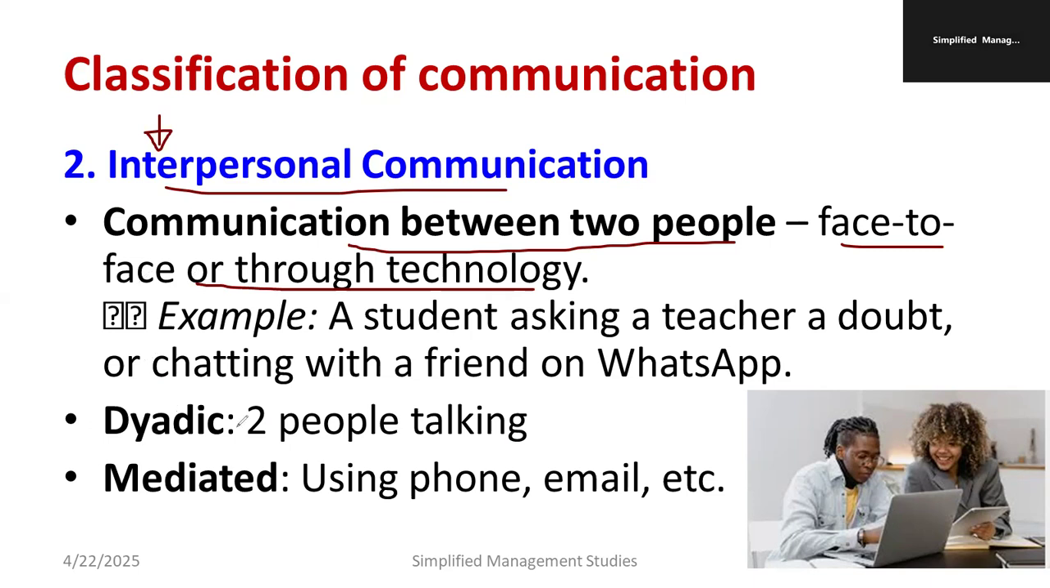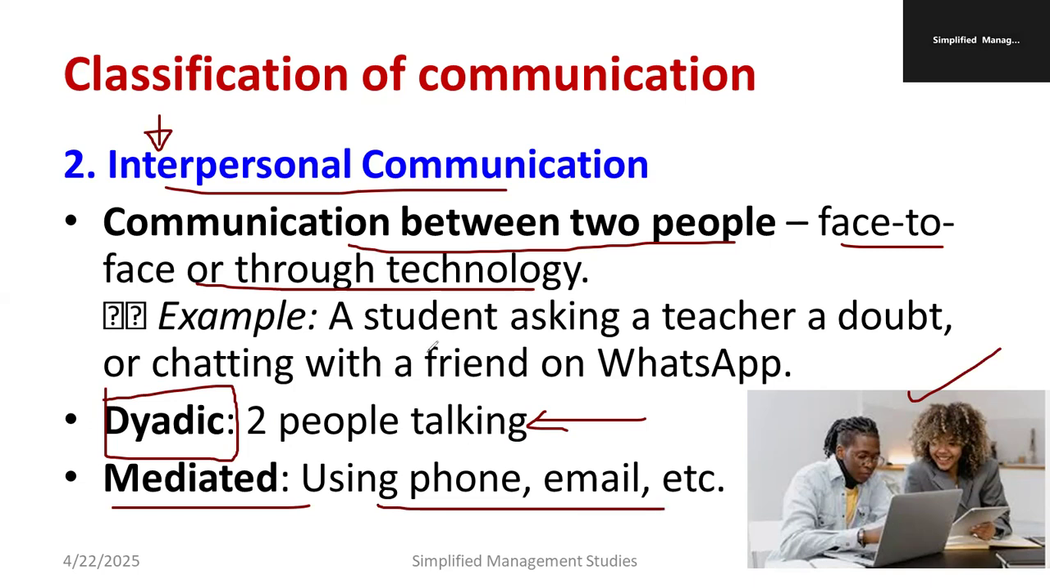For example, interpersonal communication is divided into two types. One is called dyadic. What is meant by dyadic? That means two people are talking to each other. You can see two people talking to each other. That is called dyadic communication. Another one is called mediated, using phone, email, etc. The dyadic as well as mediated, these are the two types of interpersonal communication. Please do remember, this is very important.